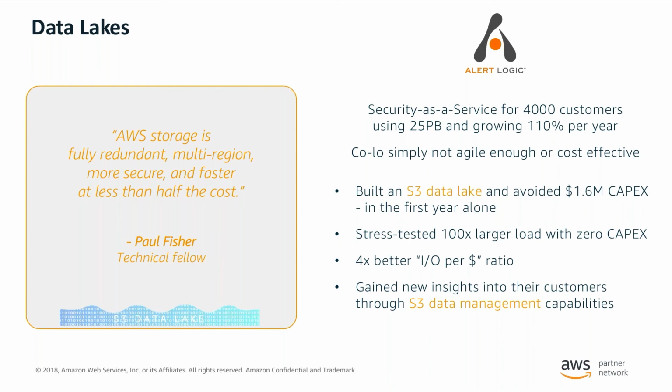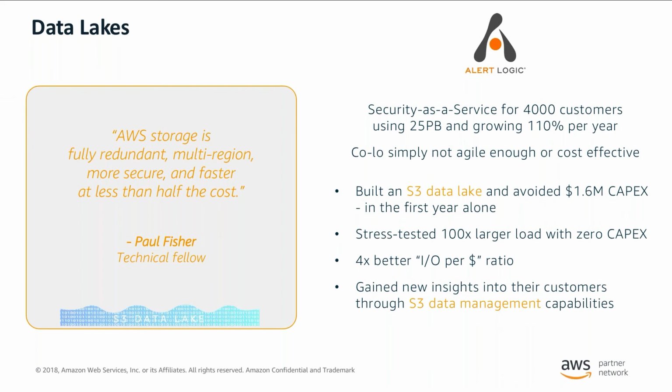So the net value to AlertLogic was it reduced their fully burdened storage cost, which in their case included the data in S3 Glacier, as well as replicated in 2 disaster recovery regions, to less than 1.7 cents per gig per month, which was less than half of their co-location costs.